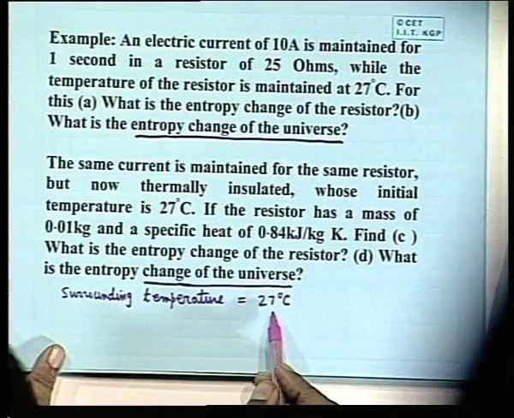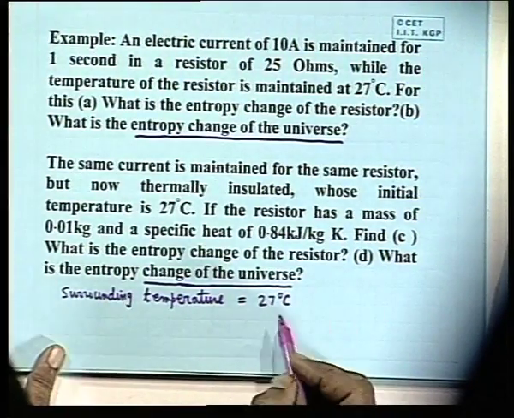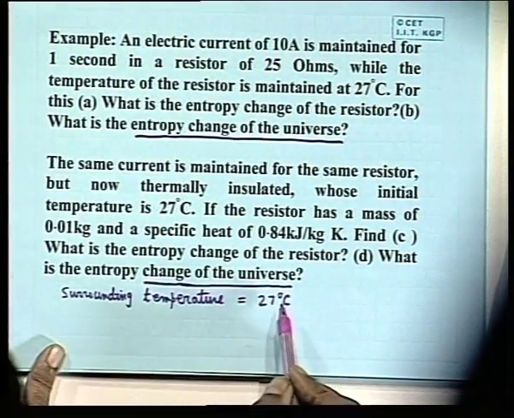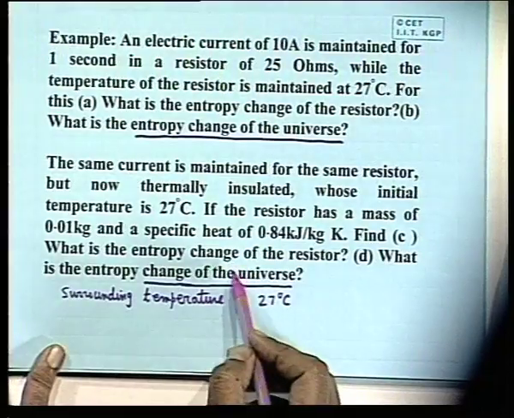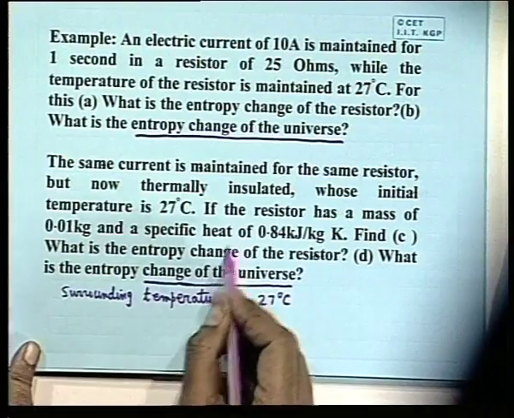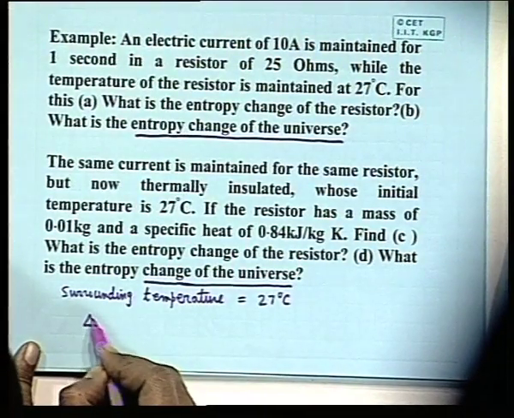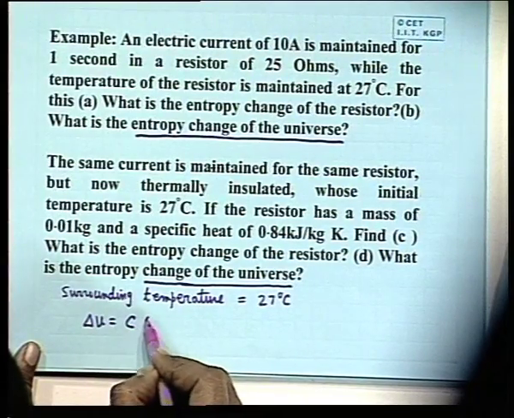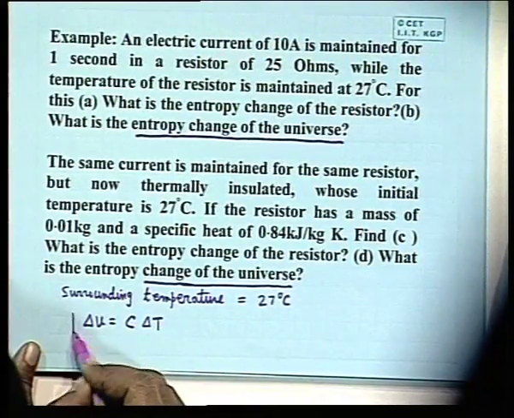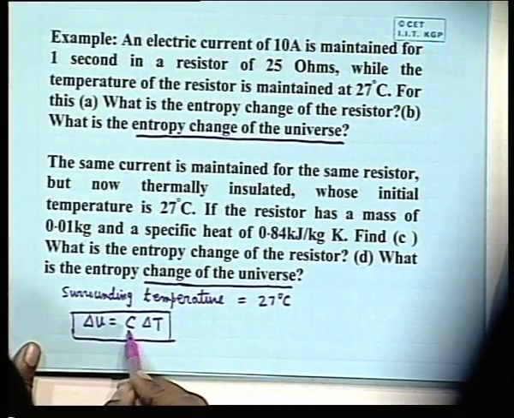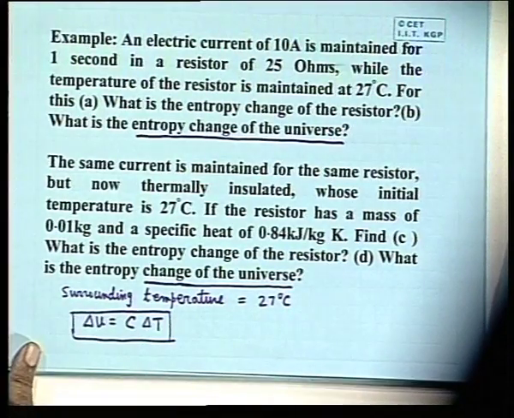If it is not mentioned, you can take any value of the surrounding temperature, but it should be mentioned. Another thing which has not been mentioned in this problem, the way I have taken it, the type is not typed, is that for this resistor, consider the change in internal energy to be given by the specific heat of the resistor times delta T. This is another important thing: the change in internal energy of the resistor equals the specific heat times the delta T, that is the temperature difference.